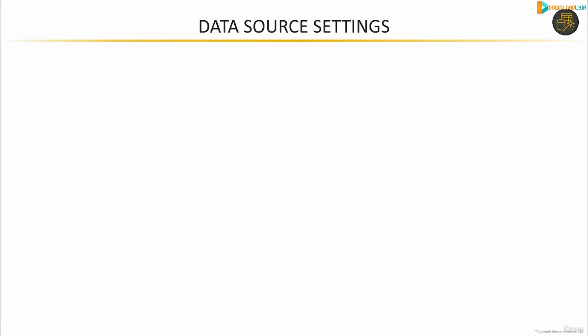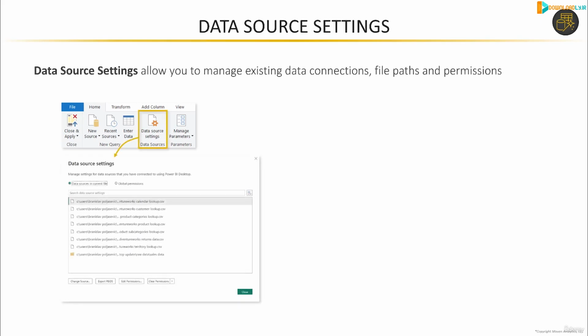Okay, so up until this point, we've talked about a number of the most important data transformation tools in the query editor. Up next, I want to cover some important settings and options. And the first topic here is data source settings. So in the Home tab of the query editor, you see this option for data source settings.